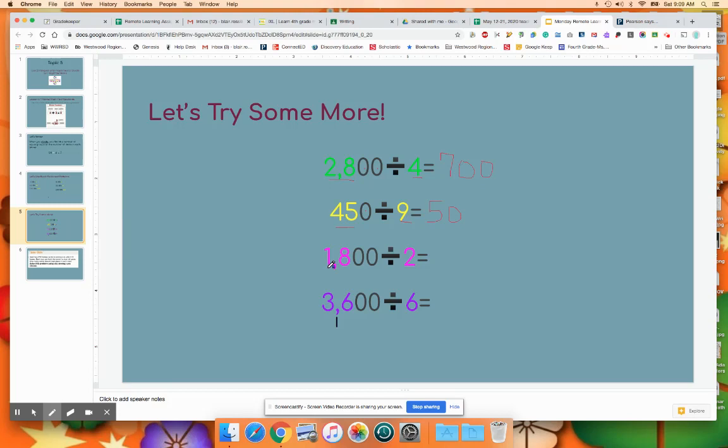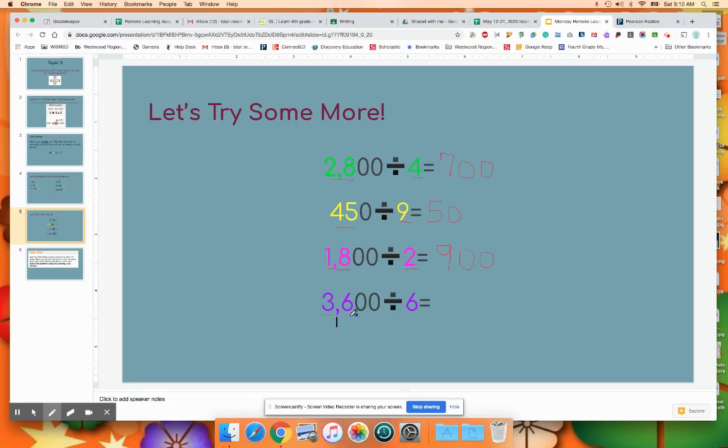Here in pink, my basic fact, 18 divided by 2, is 9. And then I have 2 zeros in my dividend, 2 zeros in my quotient. Or again, if you're thinking in terms of patterns, 18 divided by 2 is 9, 180 divided by 2 would be 90, 1,800 divided by 2 would be 900.